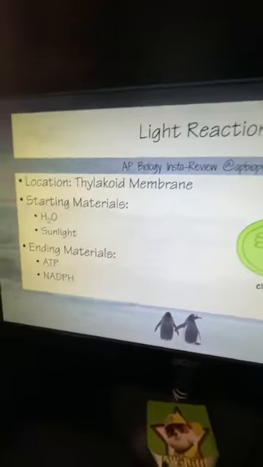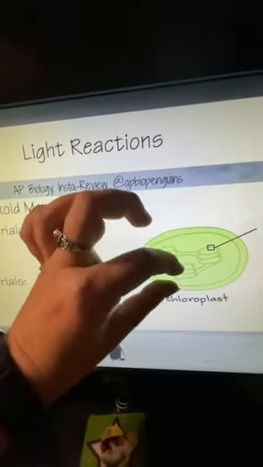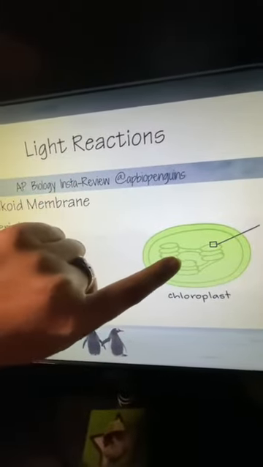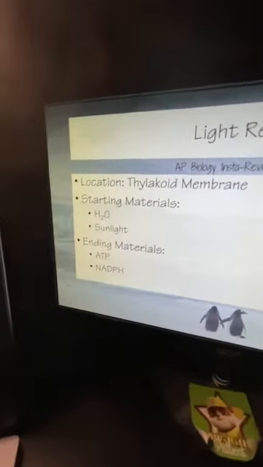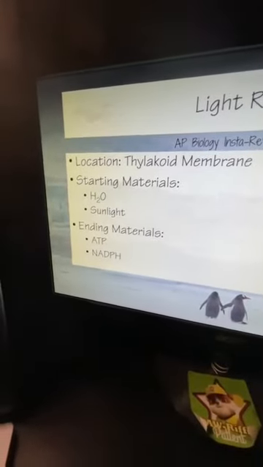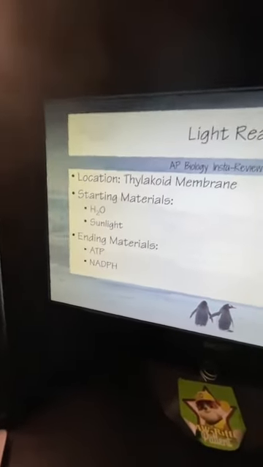So the light reactions will take place in the thylakoid membrane. So there's these little stacks that you see inside your chloroplast. This little stack is called a grana, and that membrane is your thylakoid membrane, okay? You're going to start out with water and sunlight, and then it ends up with ATP and NADPH.